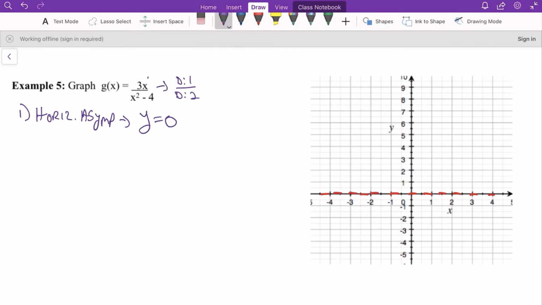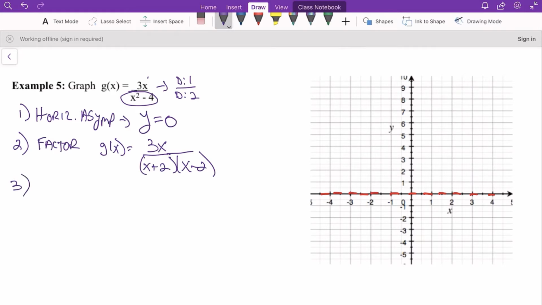So step 1 is to find your horizontal asymptote or your slant asymptote. Step number 2, as you saw on the steps previously on the screen, would be to factor. So we're going to factor this function, and the numerator cannot be factored, so we have 3x over, but the denominator we can factor. Since the denominator is a difference of perfect squares, we can factor that into x plus 2 times x minus 2.